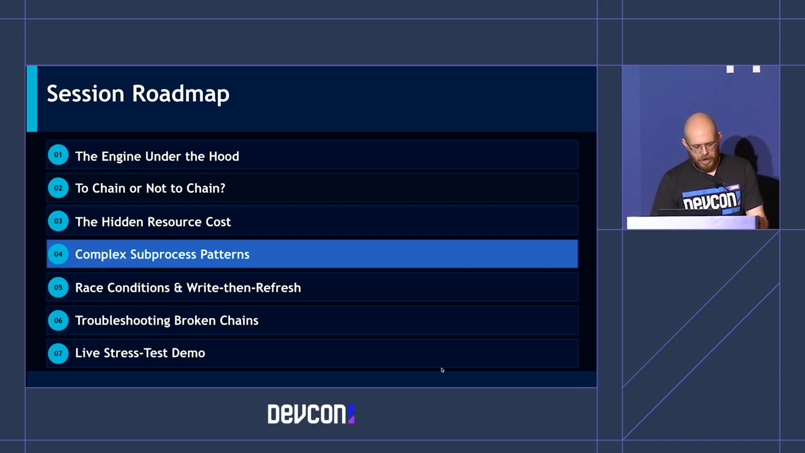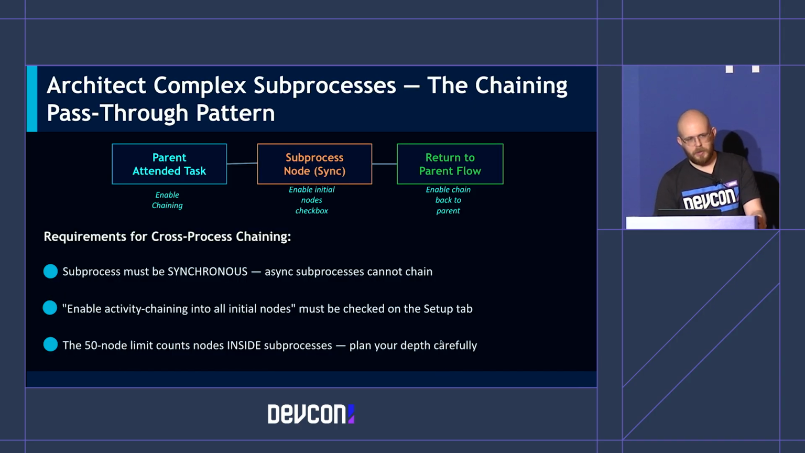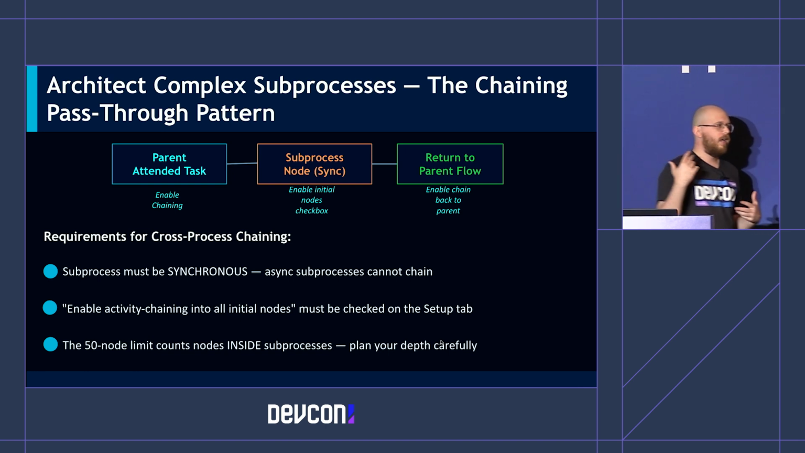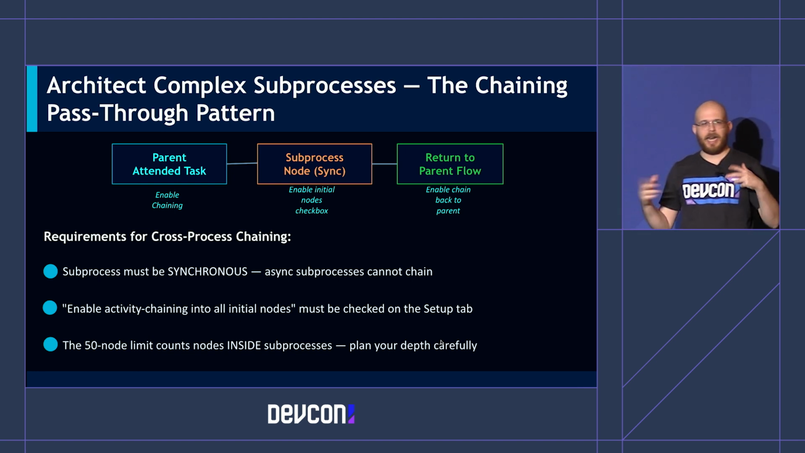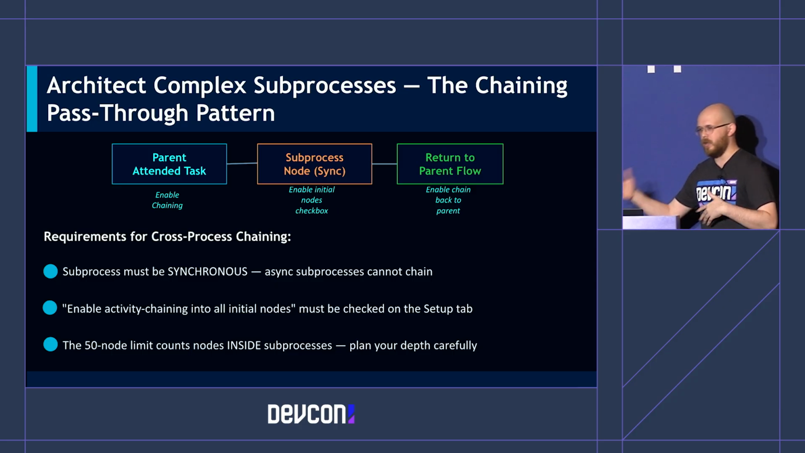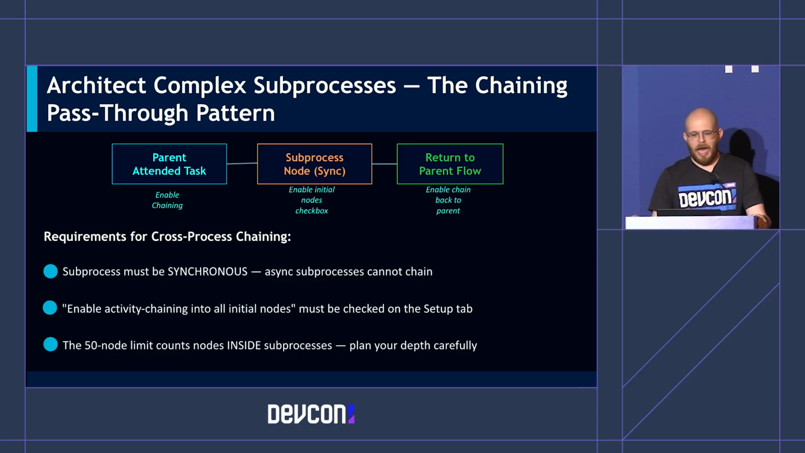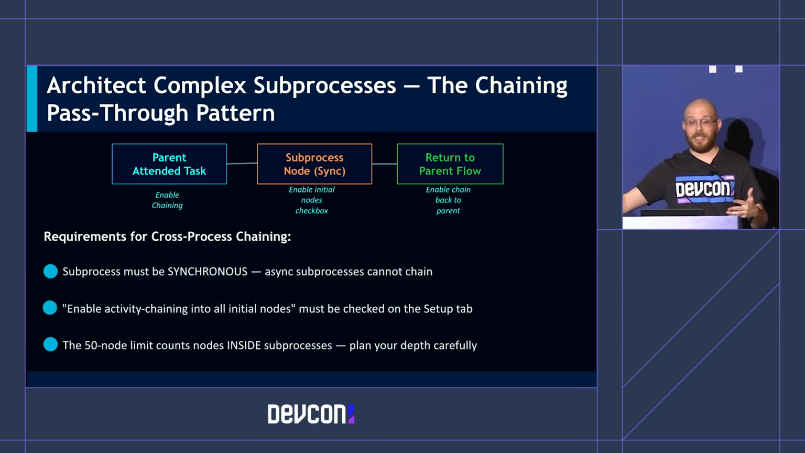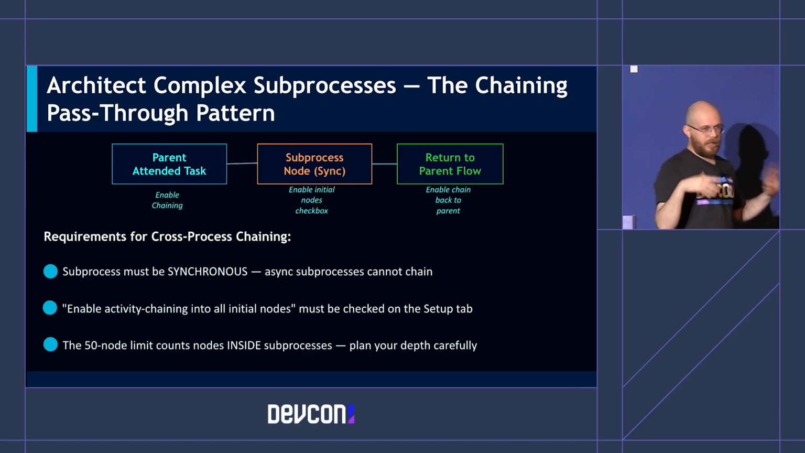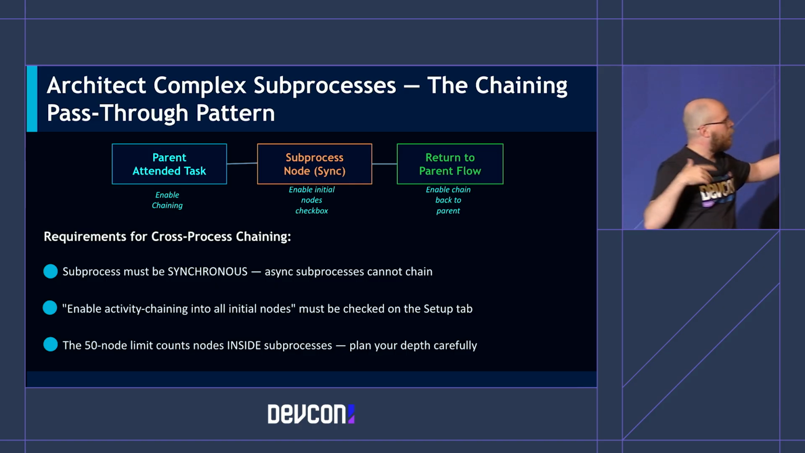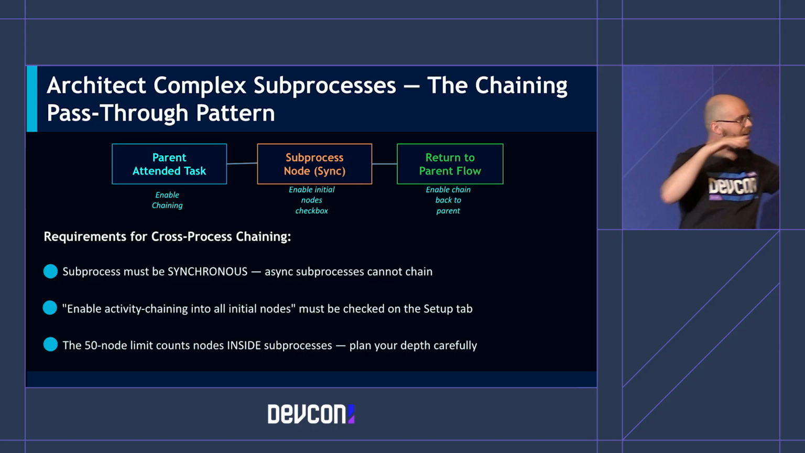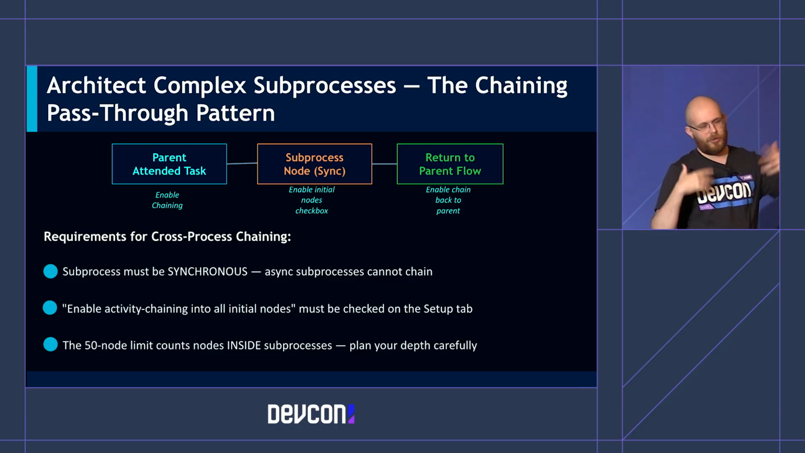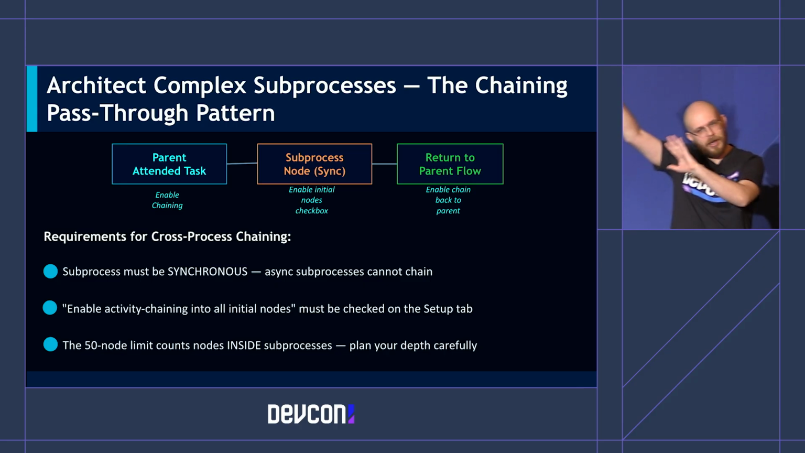Talking a little bit more about complex subprocess patterns. We talked about this a little bit earlier when we were talking about synchronous threads, but let's get a little bit more granular before Haley takes you even more granular still. So when it comes to subprocesses, there are 4 things that have to happen in order to chain into a subprocess and then back out. Up here you can see a very simple example where we have a parent attended task where we're chaining. We have a subprocess node which we're running synchronously, which we are also chaining in, and we then pass the chain back up to the parent.